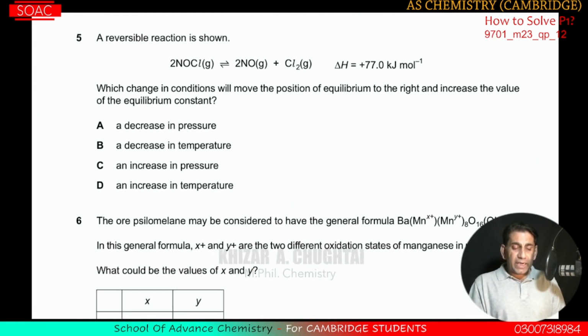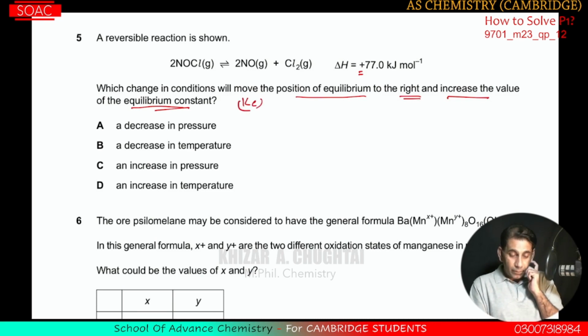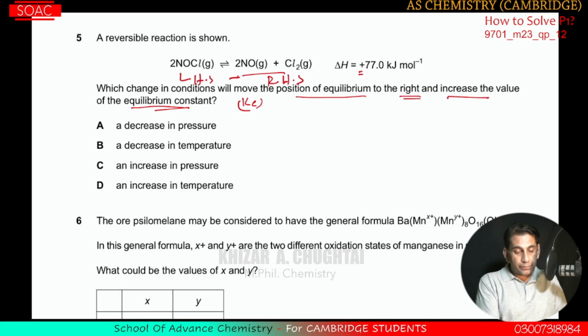Question number 5. A reversible reaction is shown over here, with delta H equal to +77 kilojoules per mole. Which change in condition will move the position of equilibrium towards the right-hand side and increase the value of the equilibrium constant? The equilibrium constant is going to increase, and the equilibrium is moving towards the right-hand side. This is the right-hand side and this is the left-hand side of the equation.